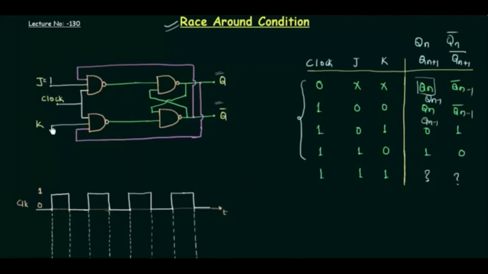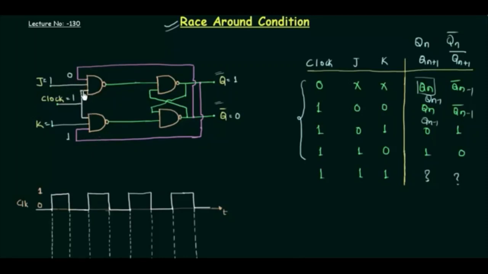J is 1, K is 1, and our clock is also high. Now I will say Q is 1 and Q complement is 0. I have just assumed these values, and as you can see, Q is one of the inputs to this NAND gate, so at this point I'm having 1, and Q complement is an input to this NAND gate, so at this point I'm having 0.